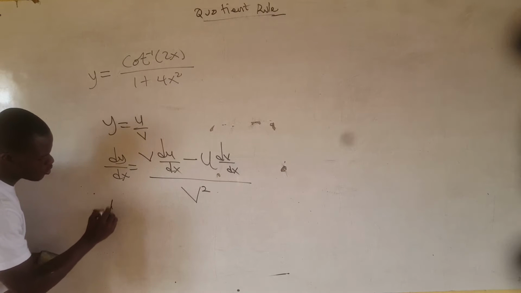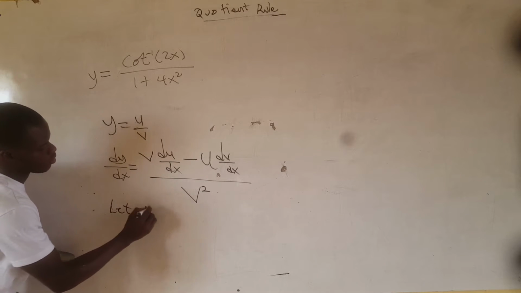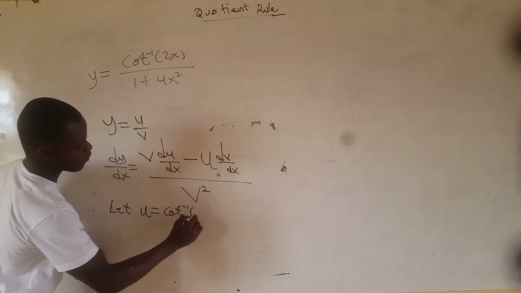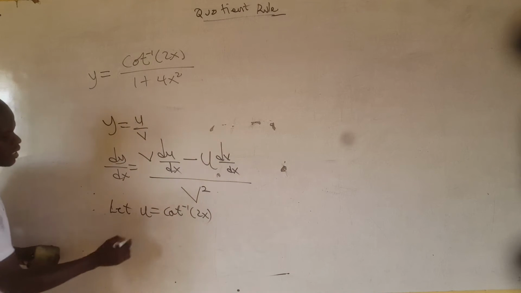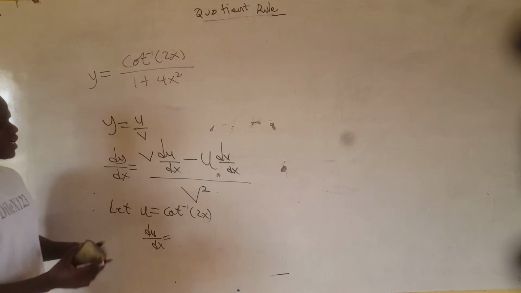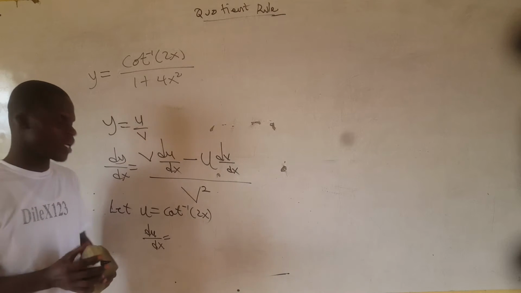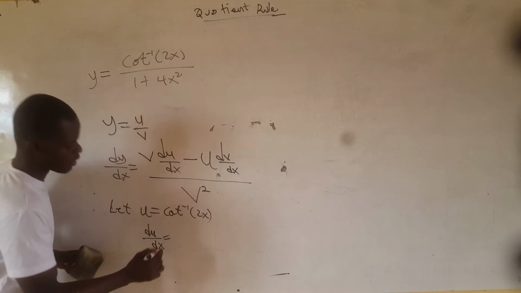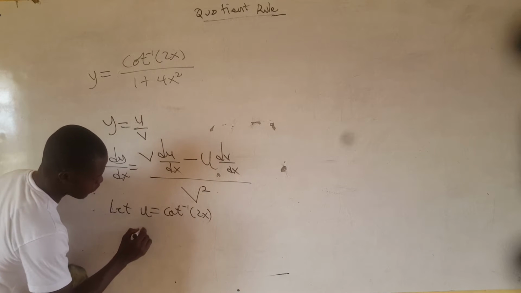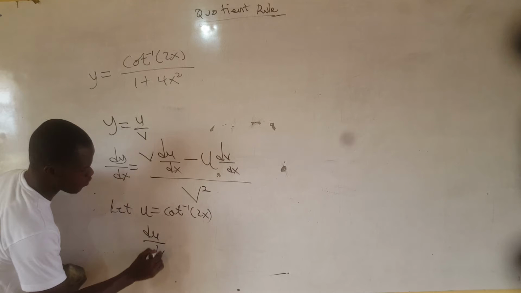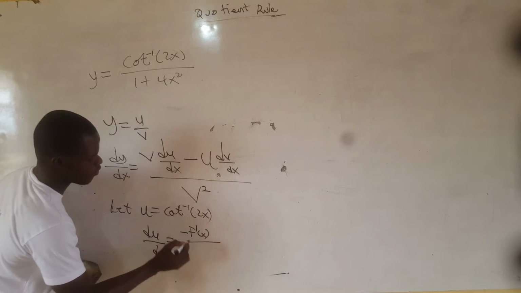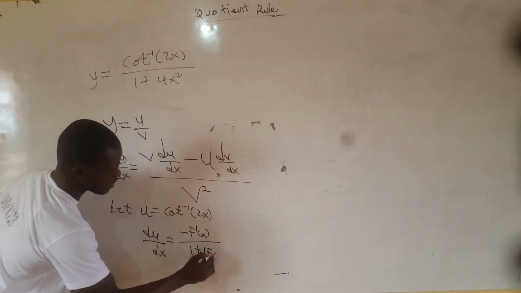So let u equal cot inverse of 2x. So when we differentiate this, du dx. So when we differentiate cot inverse of 2x with respect to x, the formula we use is that, let me quickly write the formula here before we do that. So du dx will be equal to minus f prime of x over 1 plus f of x squared.